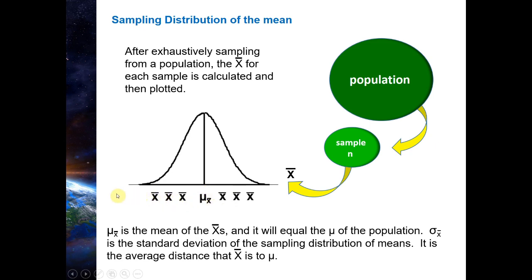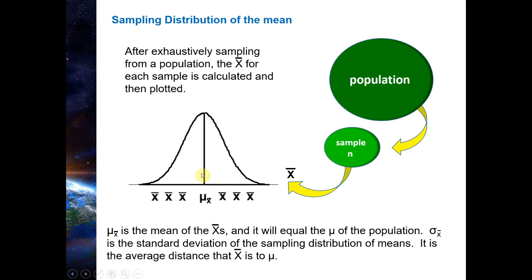But if these x bars are scattered all over the place, if they don't agree with one another and there's a lot of dispersion, that means that the average distance x bar is to the mean will be much greater. SEM is going to be greater because all that SEM is, it's a standard deviation. It's just the standard deviation of this distribution.